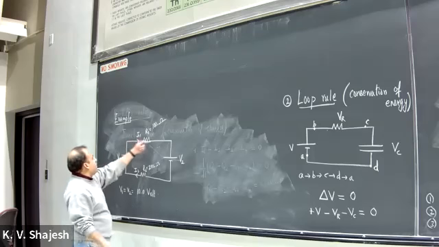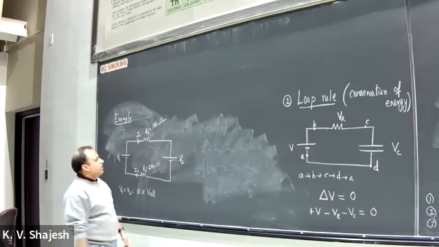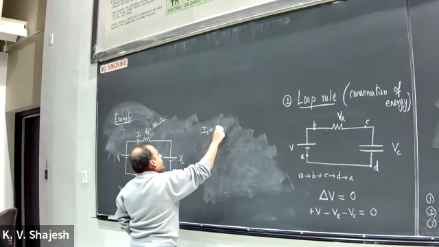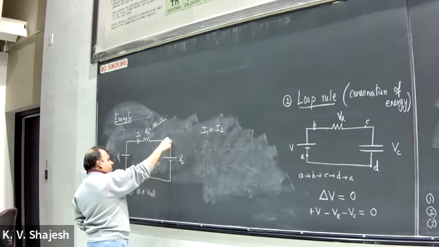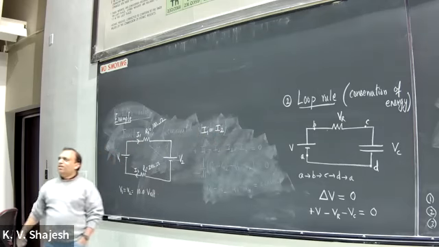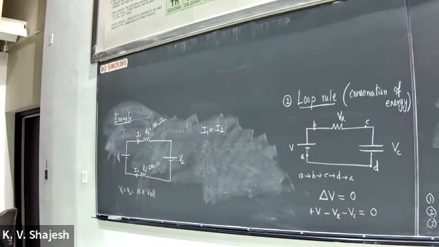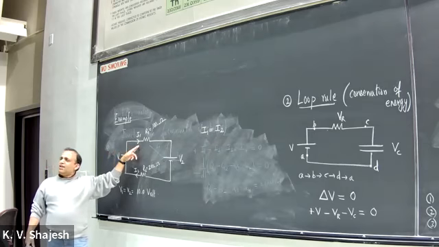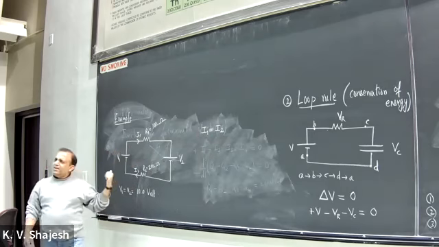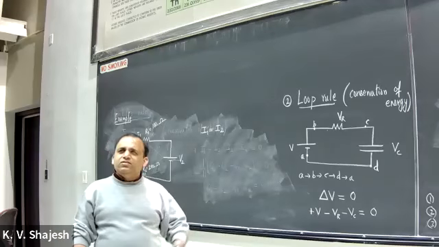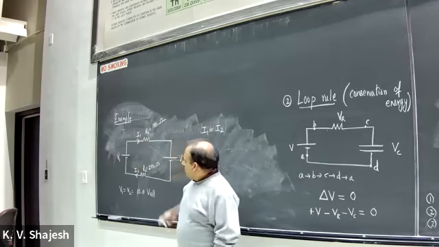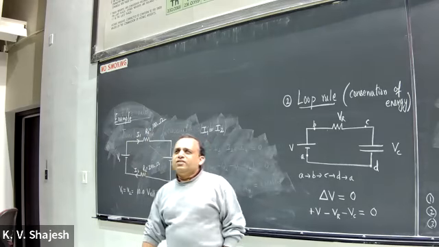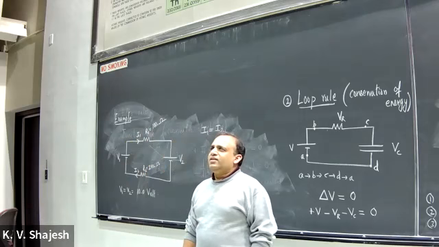Because it's a single loop, whatever current goes in here has to come out here. So the simple conclusion you immediately make is I1 is equal to I2. Pick any junction here, so here or here. It's a single circuit, so the current has to go through. It may not be obvious what the direction of the current is. Does it go to the right or to the left? In what direction does the current go through in that circuit?